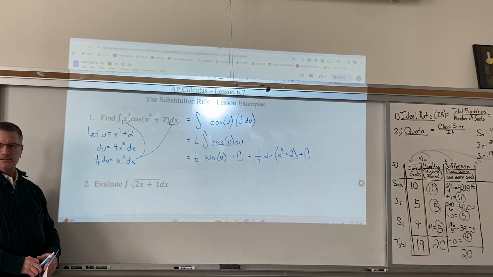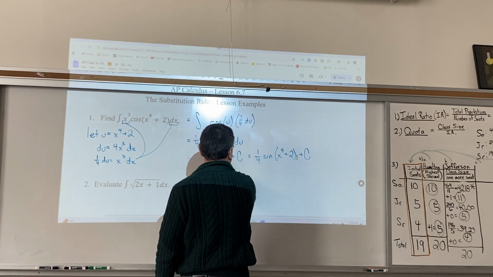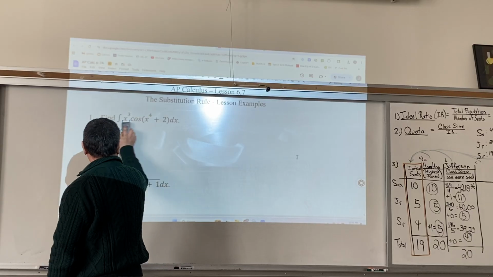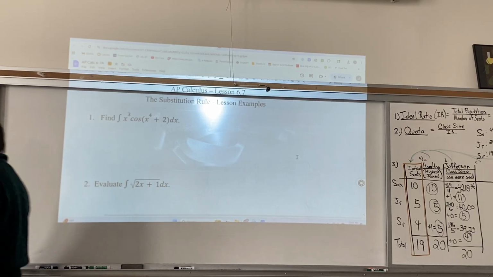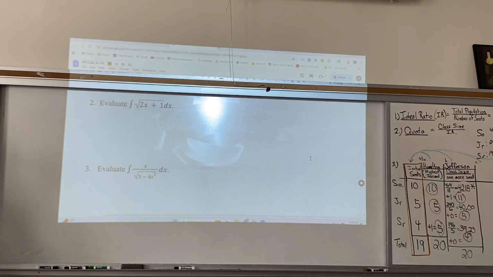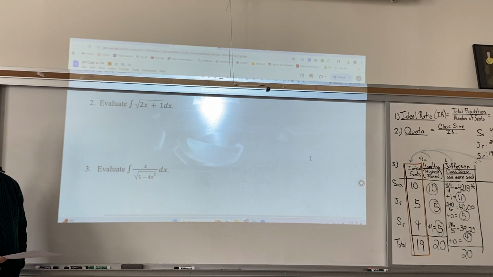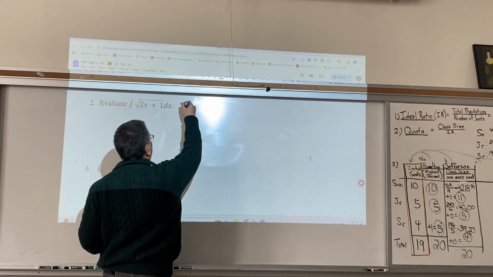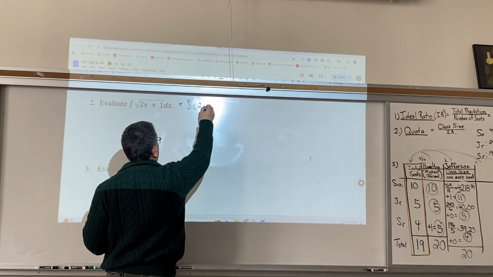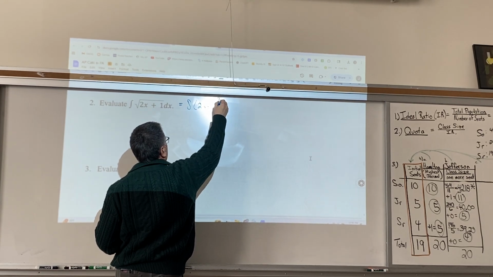Try another one? Okay. Gets to the point where this is actually kind of fun, trying to make the pieces fit together like a jigsaw puzzle. Okay, let's look at number 2. I got the integral of the square root of 2x plus 1 dx. That's 2x plus 1 to the 1/2. Yep, we could do that. Nothing wrong with that. That's 2x plus 1 to the 1/2 power dx.